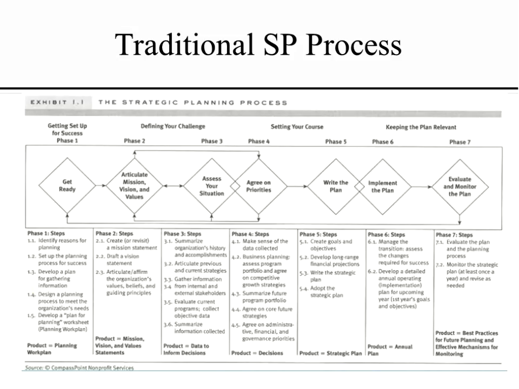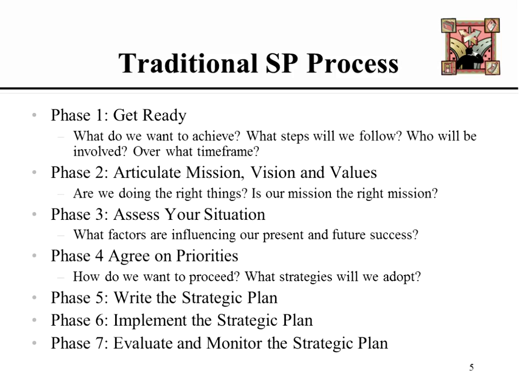So those are the 7 typical phases, and I use this particular diagram, and you can see details below for each of the little boxes that we just discussed. So these are the phases, as I just mentioned. Get ready. What do we want to achieve? What steps will we follow? Who's going to be involved? How long is it going to take us to get this plan written? And then what are we going to do after we write it? Phase 2 is to articulate the mission, vision, values. Are we doing the right things? Is our mission the right mission?